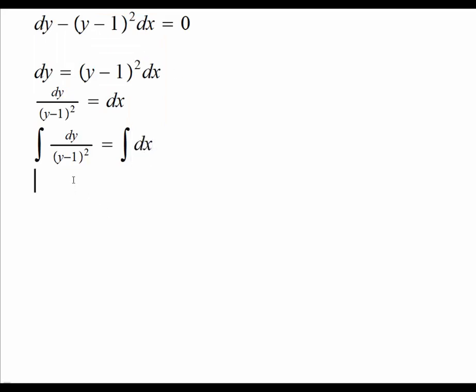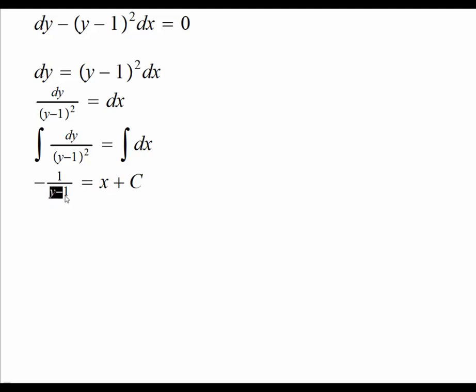If you substitute y minus 1 equals u, then what you get is negative 1 over y minus 1. Here I will have x, and I can put my constant of integration, say c, in this part. Then we can solve it algebraically, solving for y in terms of x. Instead of t, I took x because your book does that.